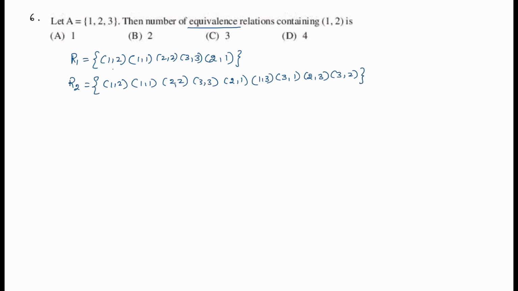Now R2 is also an equivalence relation. So we can write only 2. B is the correct option. We have 2 equivalence relations defined on the given set containing the element (1, 2).